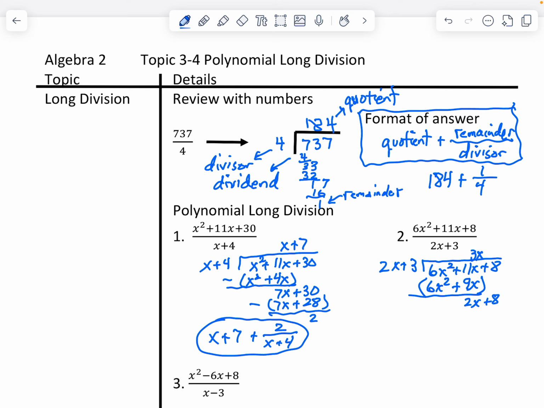So the question is, 2x times what gives you 2x? Well, that's just a 1. So 1 times 2x is 2x. 1 times the 3 is just a 3. We're going to subtract. 2x minus 2x is 0. 8 minus 3 is equal to 5. So we have our quotient is 3x plus 1. And our remainder is 5 over the divisor, 2x plus 3.